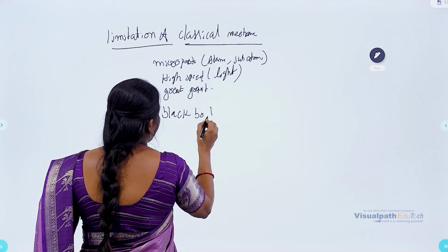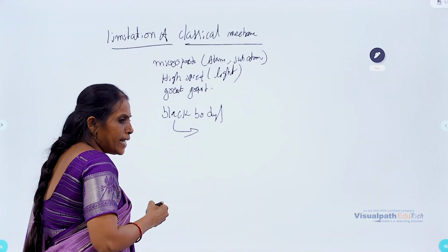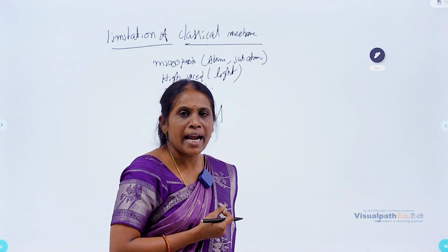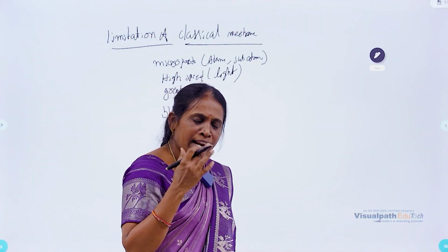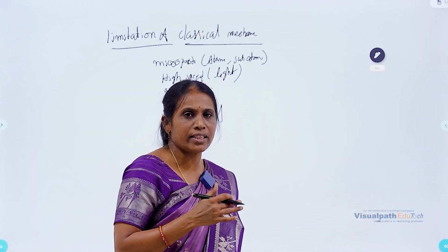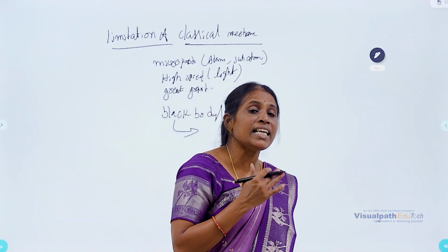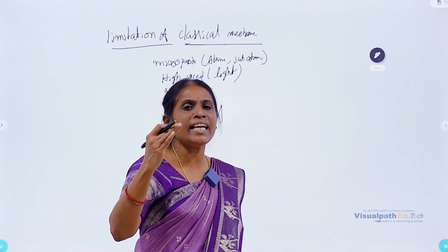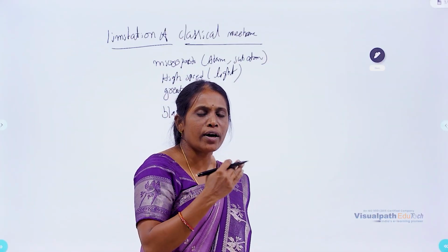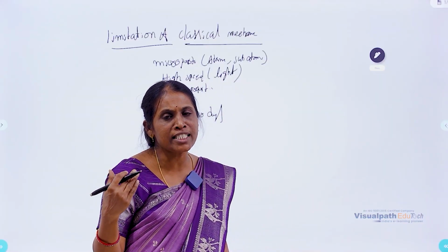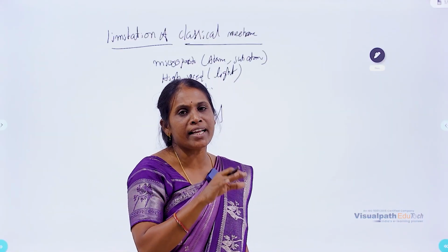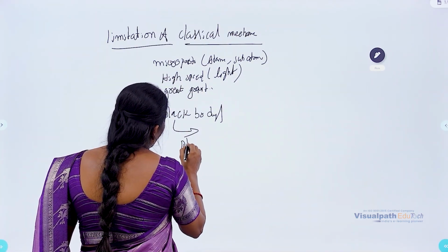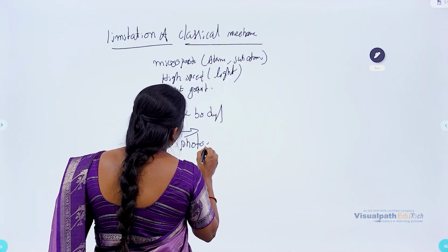Black body radiation means a body absorbs energy, electromagnetic radiation at all wavelengths. But classical mechanics fails to explain how the energy is distributed. A hot body releases radiations, and how they are distributed is not explained. That is one limitation. Next is the photoelectric effect. It fails to explain the photoelectric effect also.